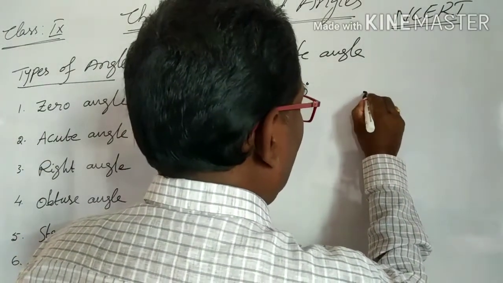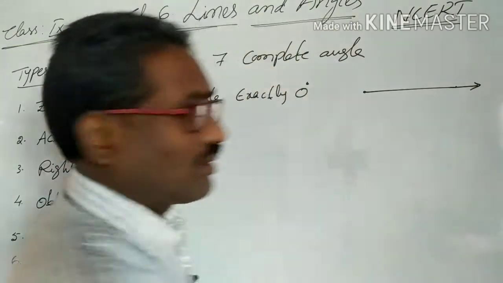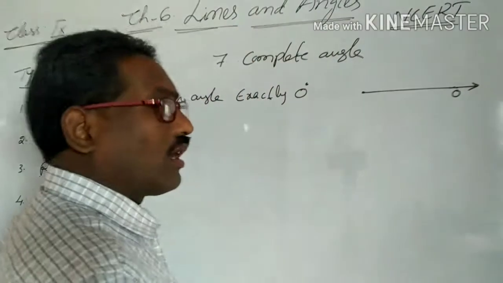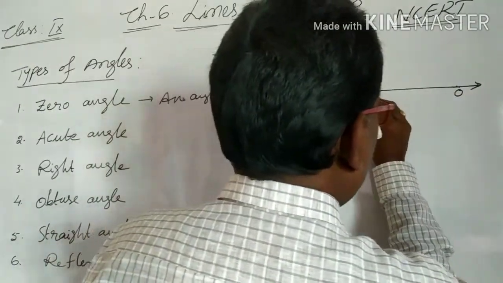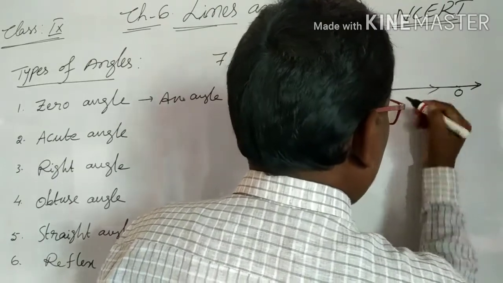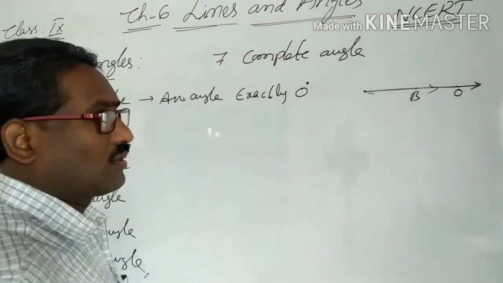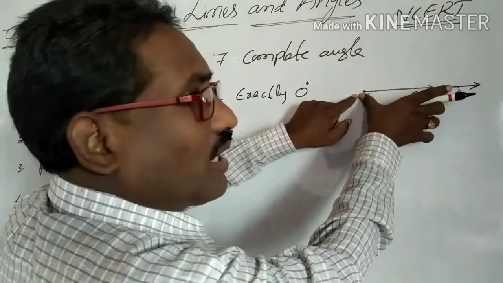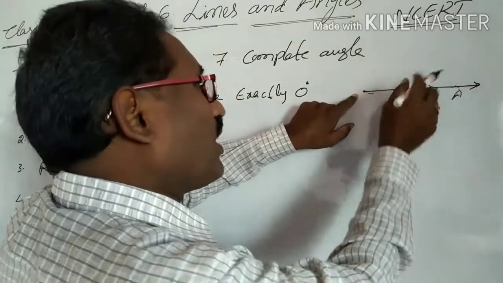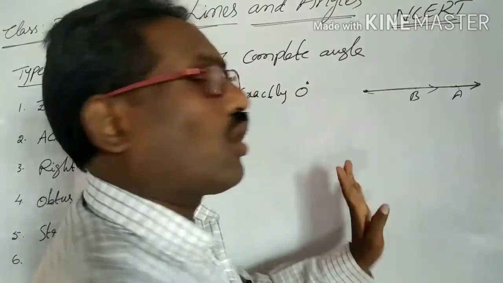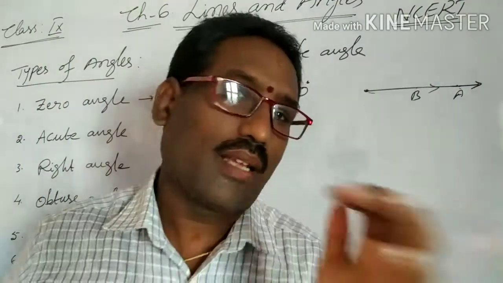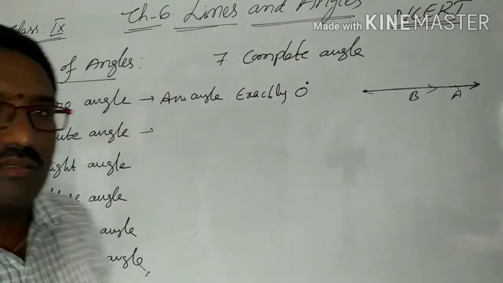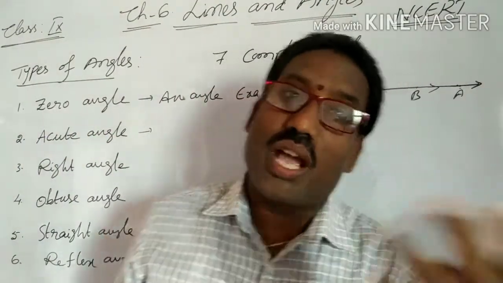Suppose this is the initial ray, OA, and the terminal ray, another ray, is OB. This is A, this is B. The initial ray OA is the initial ray, and the terminal ray did not move anywhere. That is called a zero angle. That is the picture.